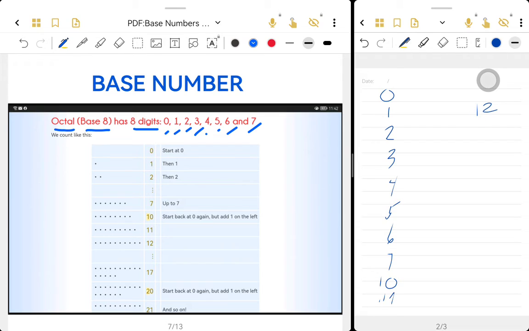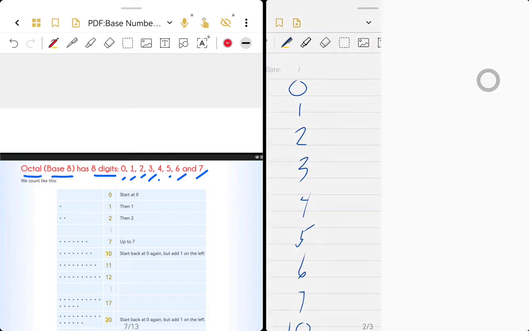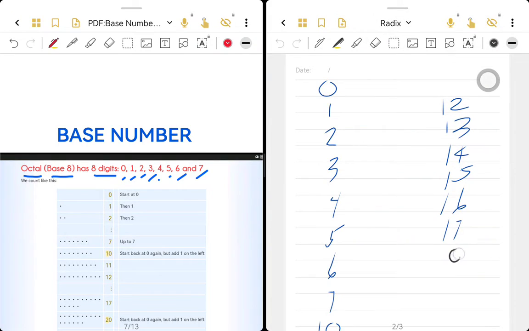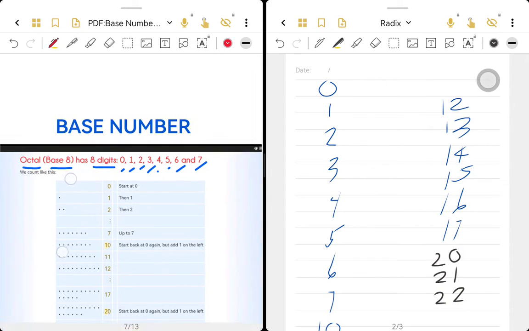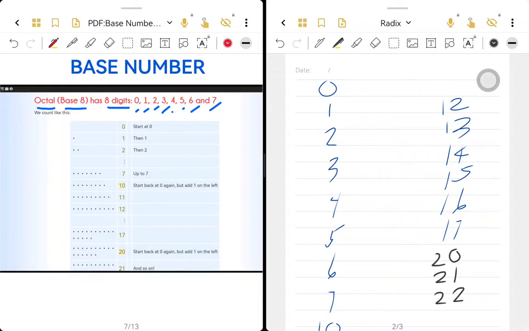That will be 11. And then after 1, we have 2. Then write 1 on the left. Then 3, 13, 14, 15, 16, 17. After that, you are going to start again into 0, but you are going to write 2 already. And then 21, 22, so on and so forth. That is all about base number with a base of 8, the octal.